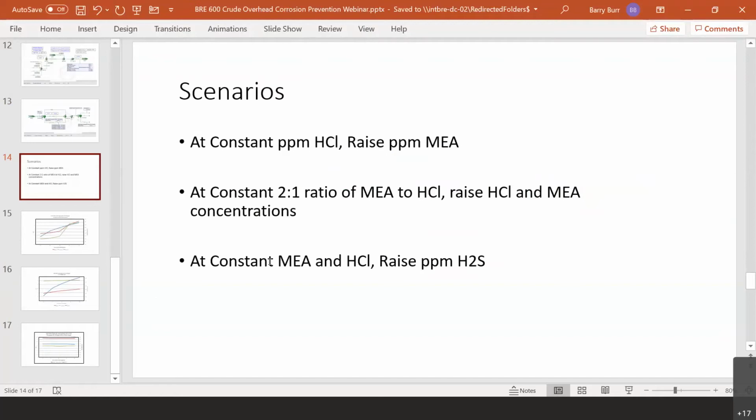And then the last one I wanted to show is that as we hold the MEA and the HCl constant, if we raise the level of H2S, what effects does that have? And I was surprised to see that it actually has almost no effect at all. So that's why I think I can remove the H2S solver from the system and speed things up.